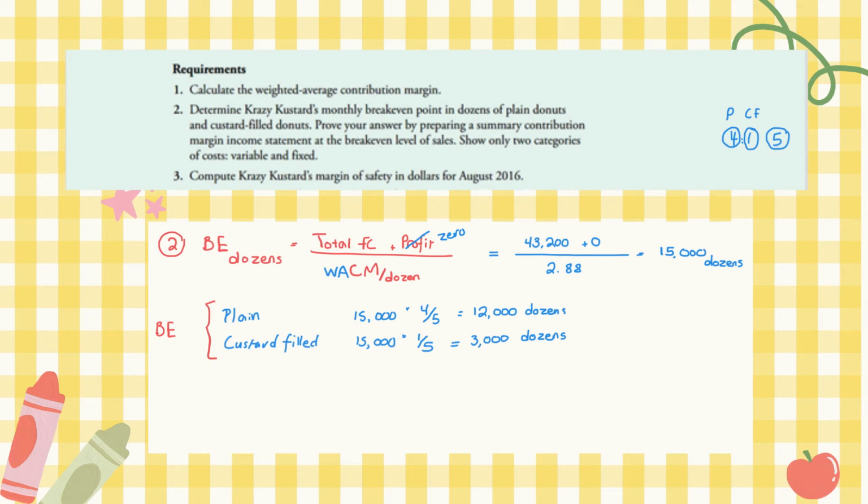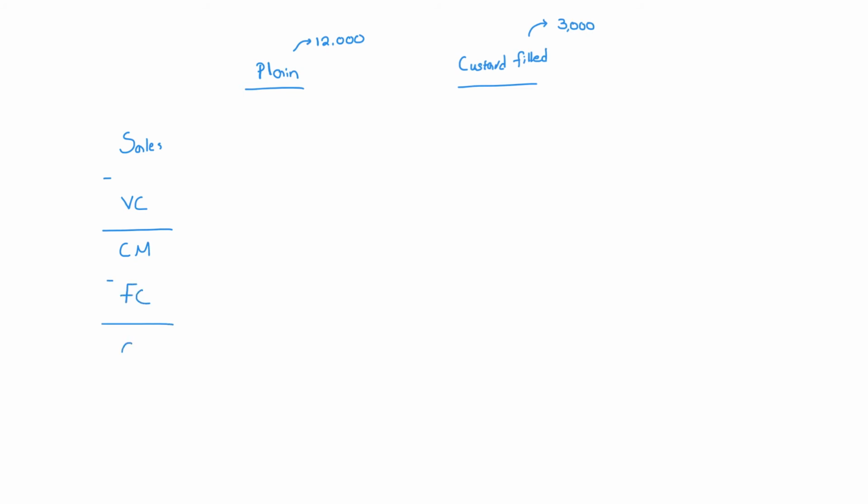Okay, how can we prepare this one? So it's gonna be sales less variable cost equals contribution margin, less fixed cost equals operating income. So we said the break-even level will be when we sell 12,000 dozens of plain and 3,000 dozens of custard filled. So I need to prepare a summary contribution margin income statement in which I need to write sales, then less variable cost equals contribution margin, less fixed cost equals operating income.